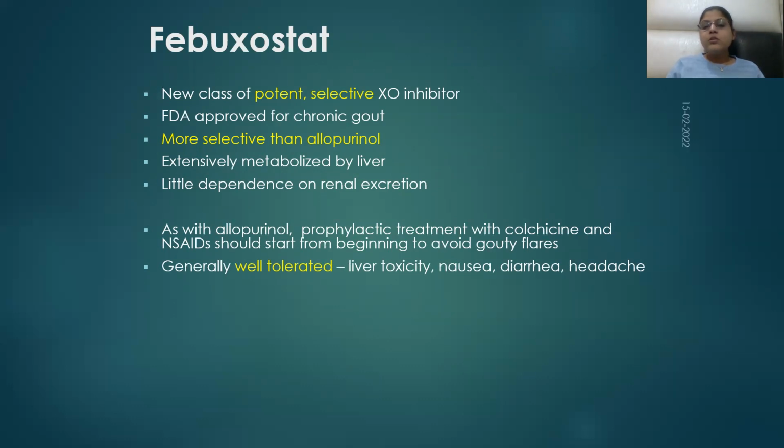This we have to do: prophylactic treatment with colchicine and NSAIDs should start from the beginning to avoid gouty flares and the increased risk of gout in the patients. It is generally well tolerated. Liver toxicity, nausea, diarrhea, headache may occur.